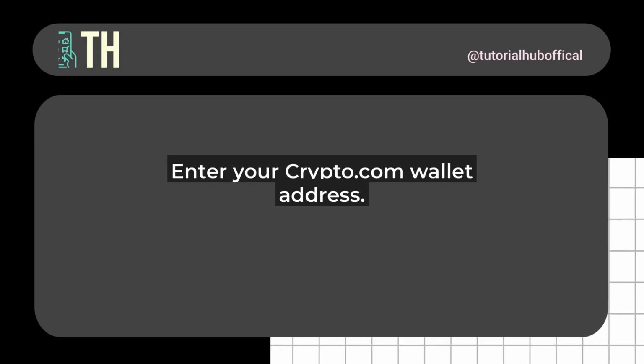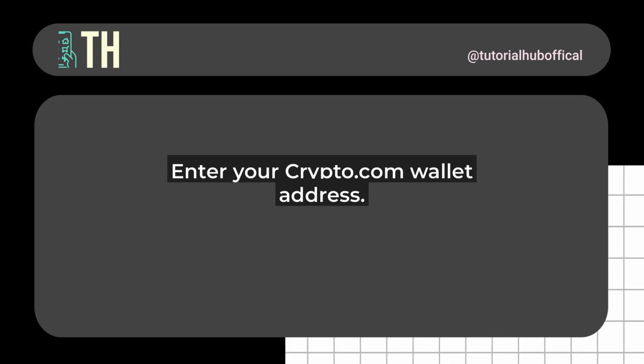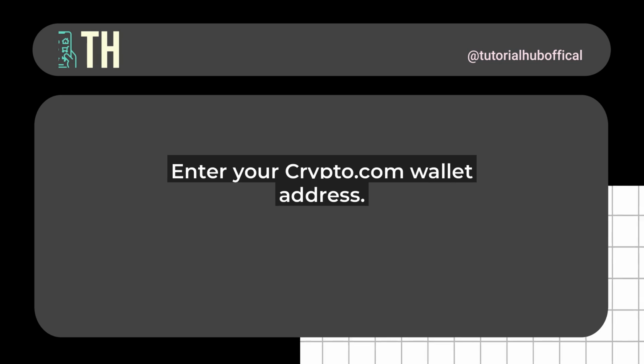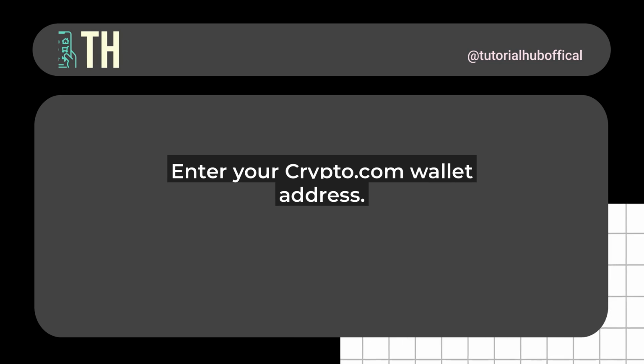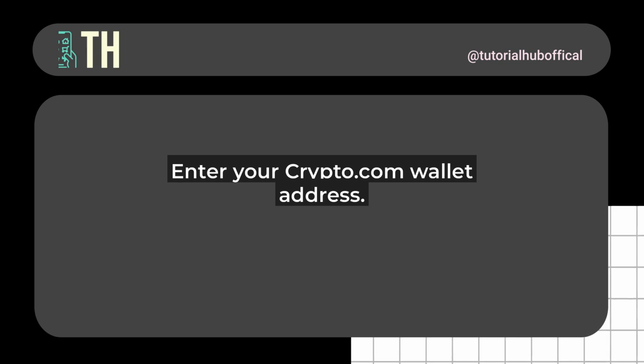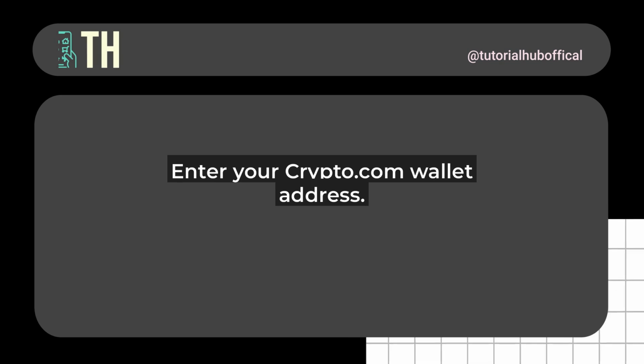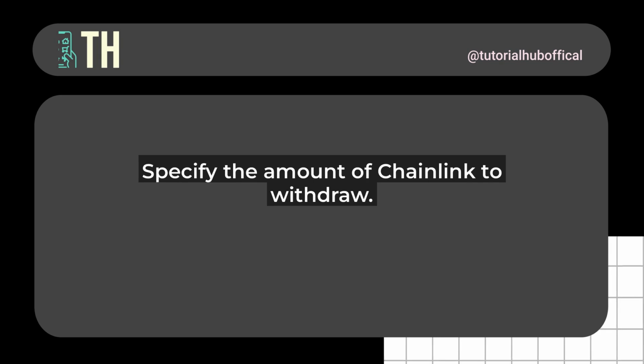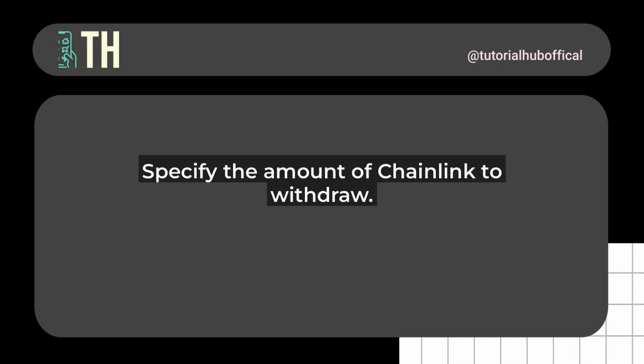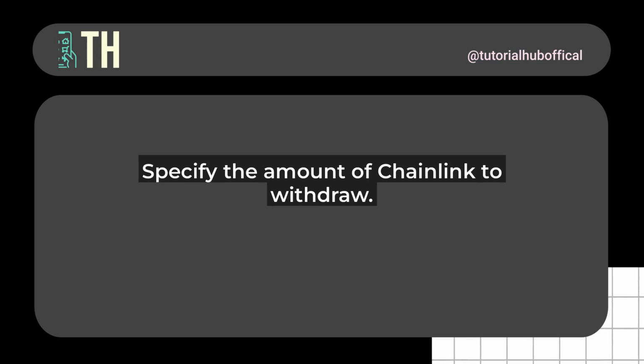Step 3. On the Chainlink page, look for the Send or Withdraw button. This might be labeled slightly differently based on the 2025 app updates, but it's usually prominent. Step 4. Enter the recipient address by pasting your Crypto.com wallet address. Make sure it's correct. Crypto addresses are case sensitive.